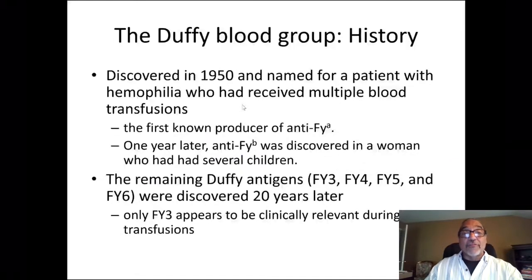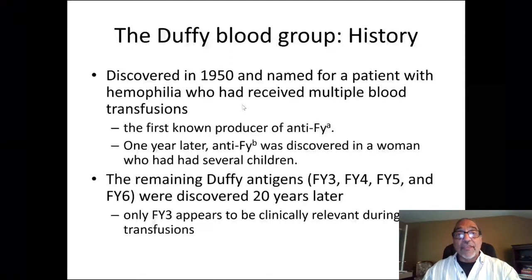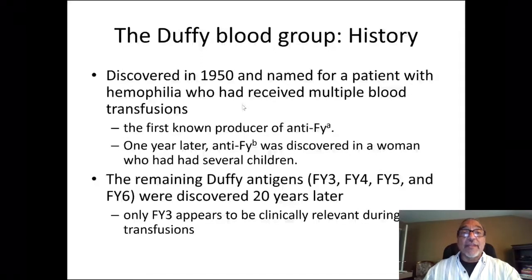So the Duffy blood groups were identified in the 50s. And you remember we talked about the different blood groups, the obvious ABO, the L and M blood groups identified by Landsteiner, and of course the rhesus factor, Rh plus and Rh negative. So these are the Duffy blood groups. They were identified in the 50s, and they were named for the Duffys from the patient with hemophilia who received multiple blood transfusions. And this was the way they discovered the antigens.